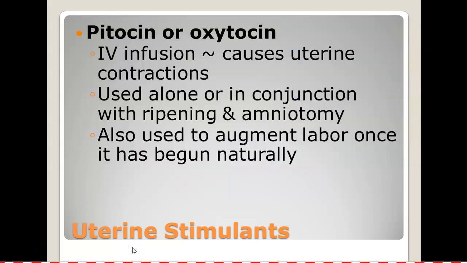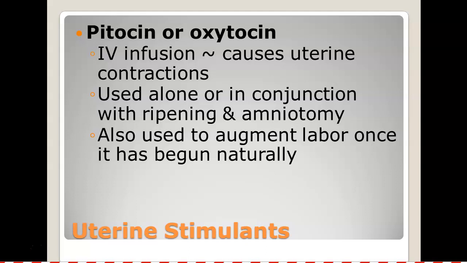Okay, so our next page, we're going to talk about uterine stimulants. With Pitocin or oxytocin, we do this with IV infusions to cause those uterine contractions. We use it alone or in conjunction with a ripening agent or an amniotomy. So it's not uncommon that a mom starts with a Foley bulb in to help soften the cervix, as well as starting Pitocin at the same time. Or we break her water and start Pitocin. So you can do these things in conjunction, or you can use Pitocin alone.